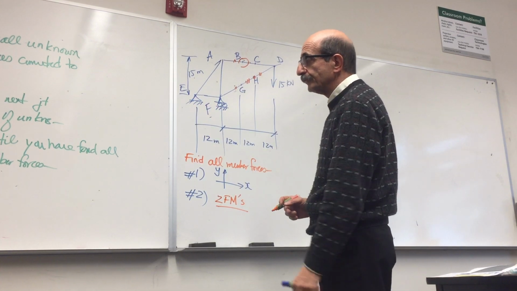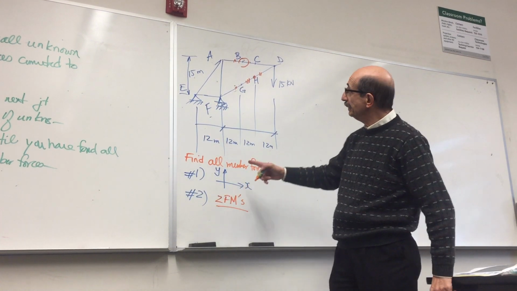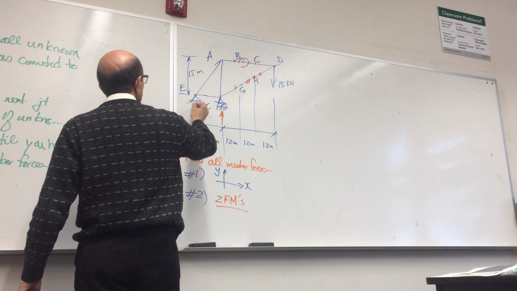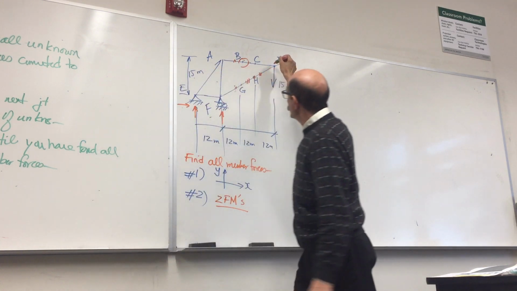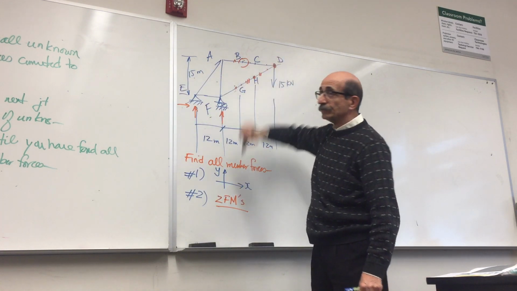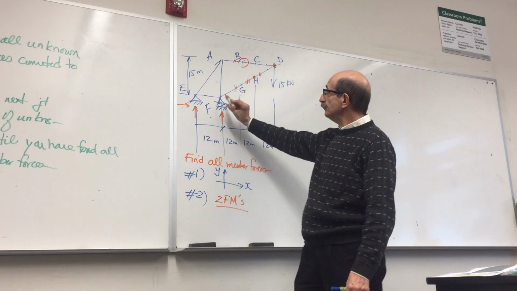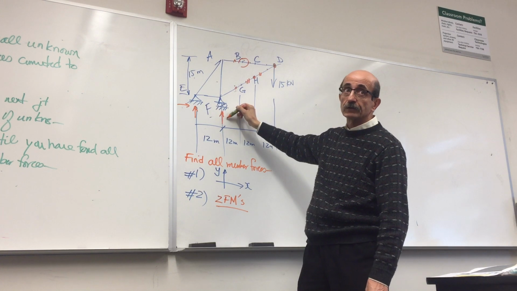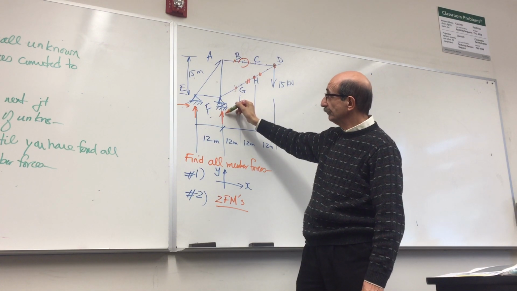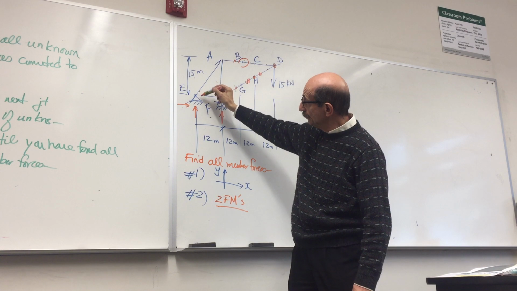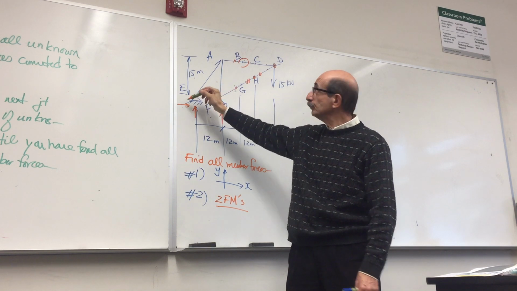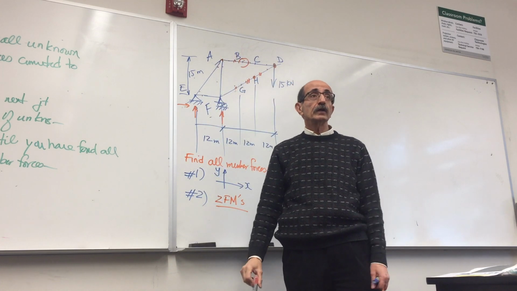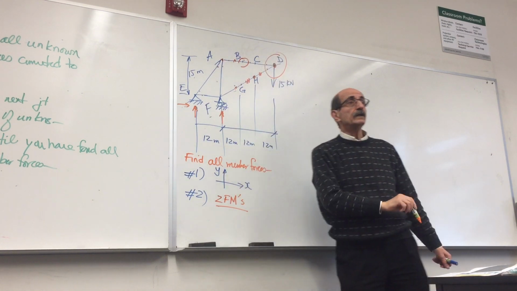So step number 3, now you go to a joint with the minimum number of unknowns. How many unknowns do I have here? This joint has only 2 members. This joint has 1, 2, 3, but there's another unknown here, so 4 unknowns. This joint has 1, 2 members, but also these 2 unknowns, so 4 unknown forces. At this joint, I have 3 members, so 3 unknowns. So obviously, I will start with this.